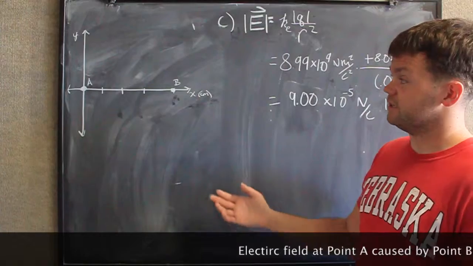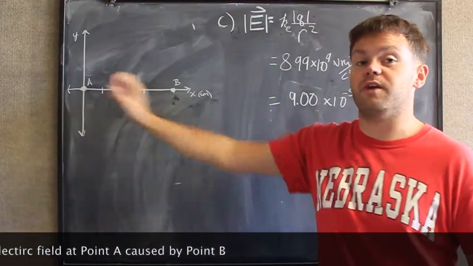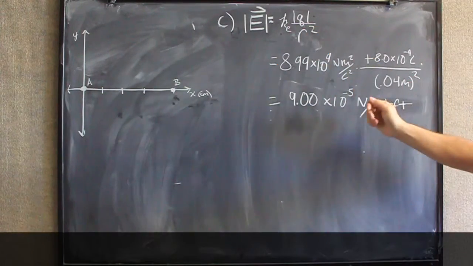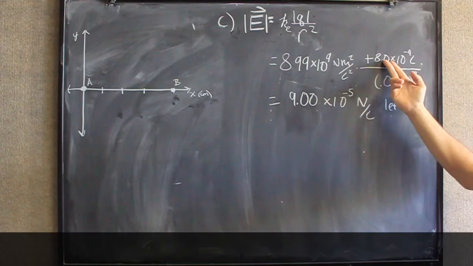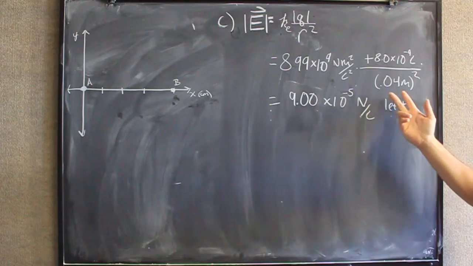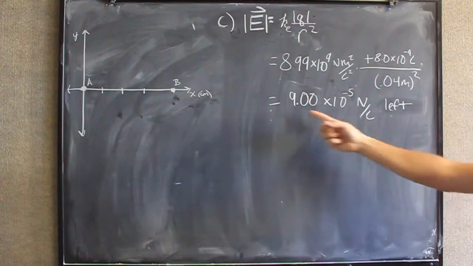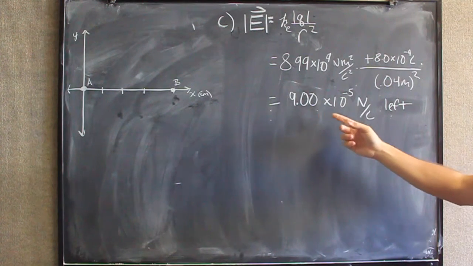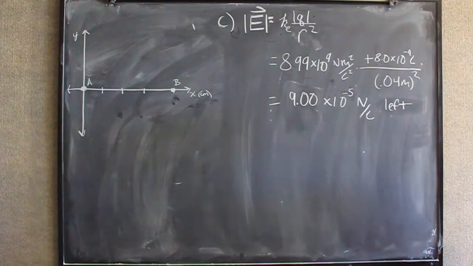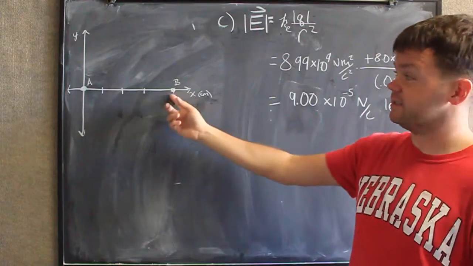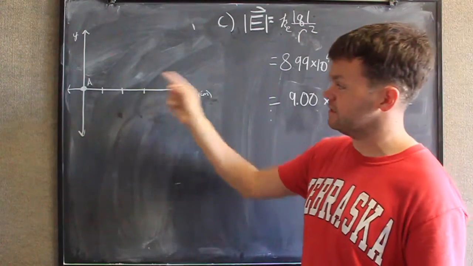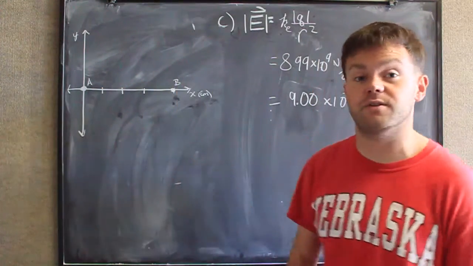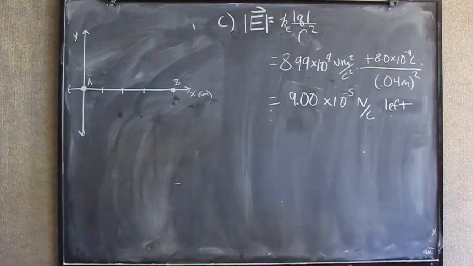Now as for the field that point B produces at the location of point A, same thing, we have our formula, our constants. Here's the charge of point B and the distance away from point A, and we get 9.00 times 10 to the negative 5th newtons per coulomb. Again, since this is a positive charge, it's exerting a field this way, so it's going to be to the left.